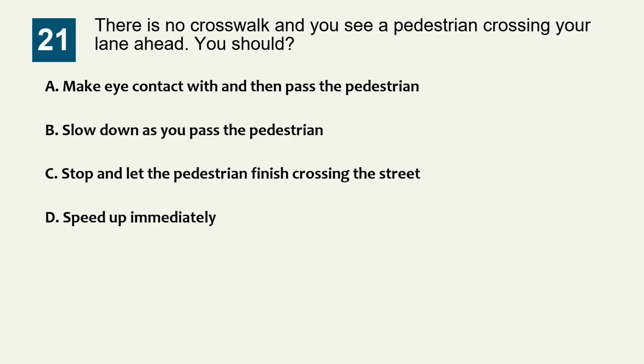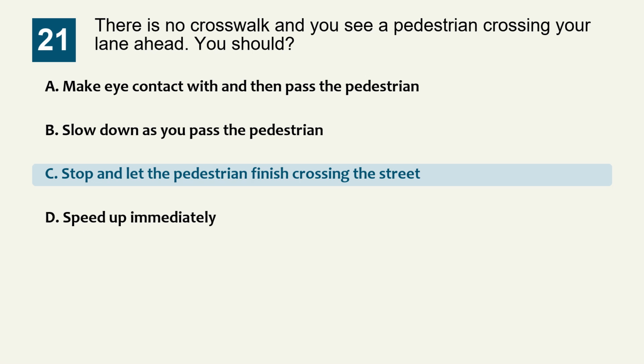Question 21. There is no crosswalk, and you see a pedestrian crossing your lane ahead. You should, option A, make eye contact with and then pass the pedestrian. Option B, slow down as you pass the pedestrian. Option C, stop and let the pedestrian finish crossing the street. Option D, speed up immediately.